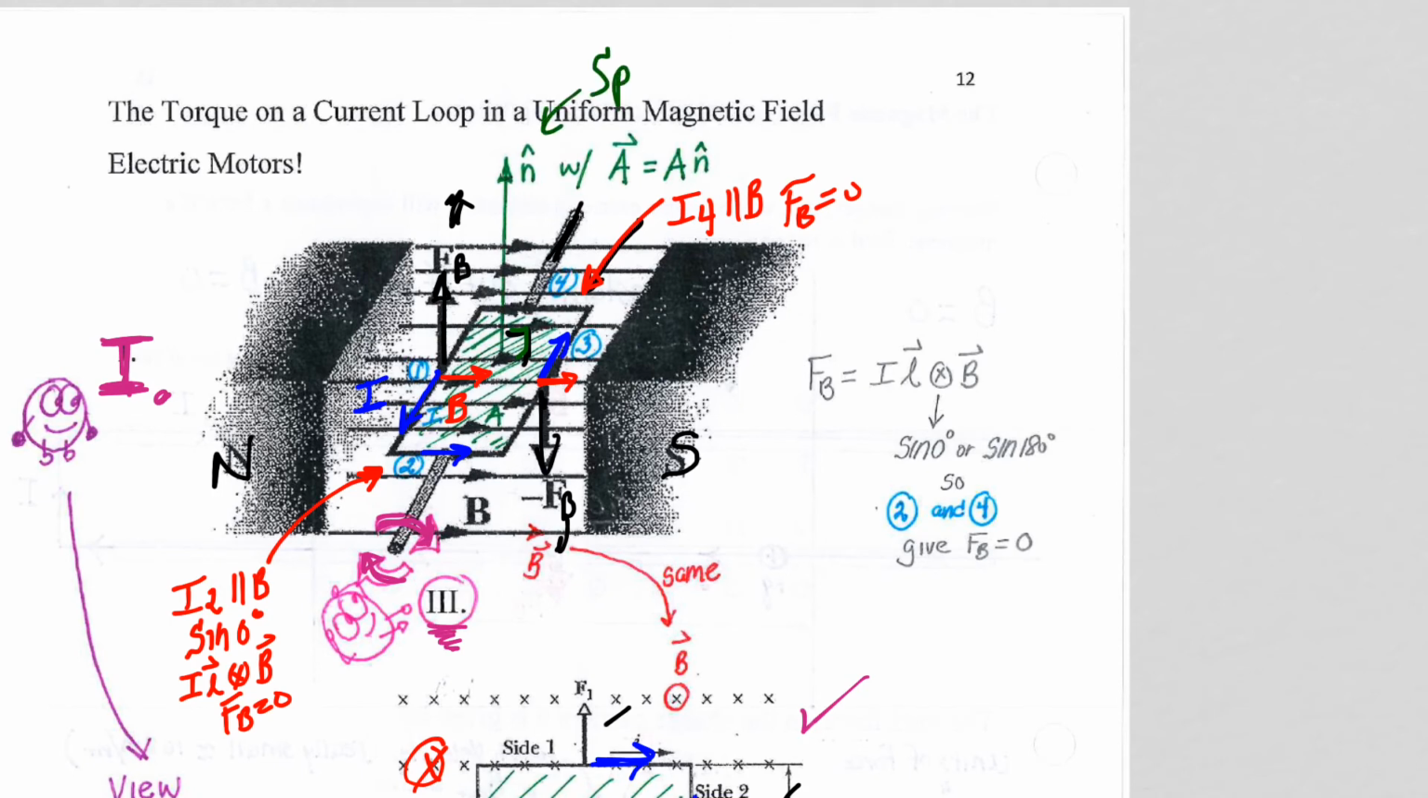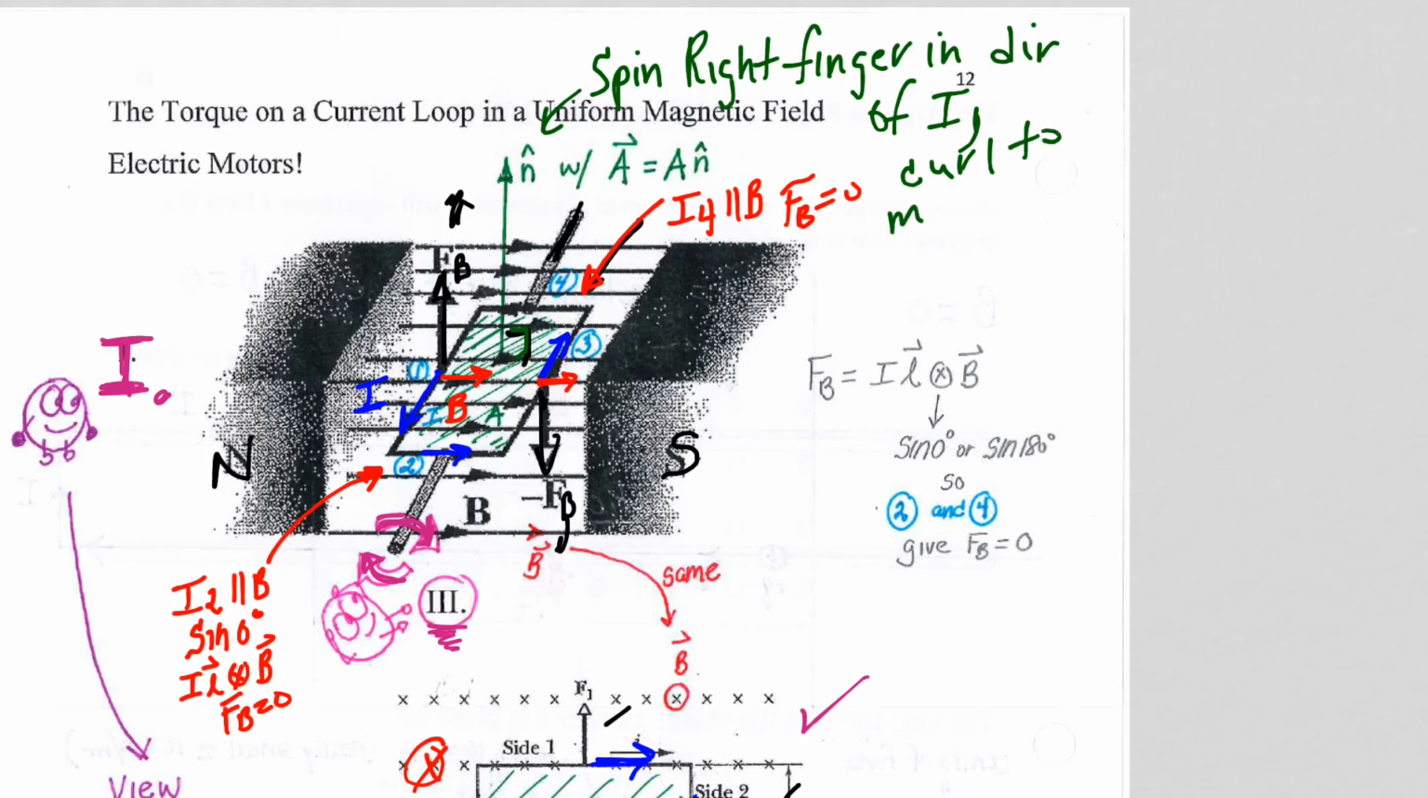So the n hat vector: spin your right hand fingers in the direction of I, curl to make a fist, and stick your thumb up. And there you have it. That's the n hat direction.